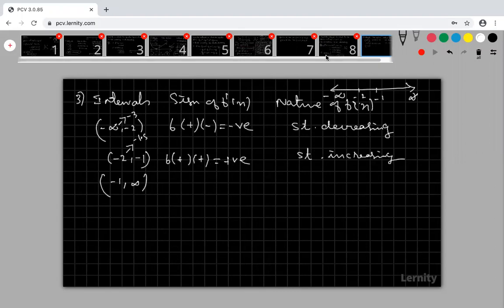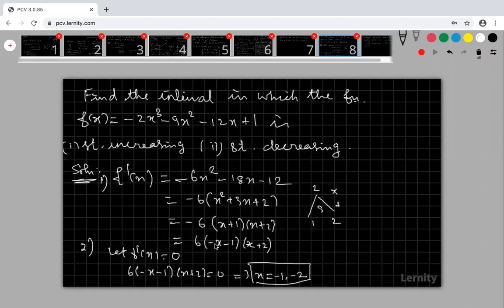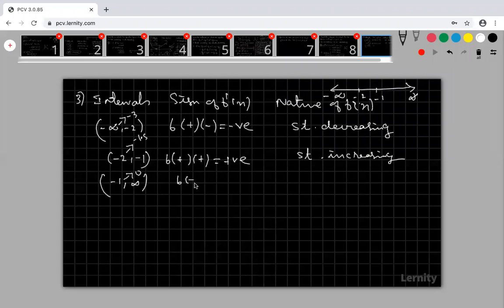And the third one, minus 1 to infinity, take 0. Apply 0 here: 0 minus 1 is negative, 0 plus 2 is positive, minus into plus. So therefore negative, strictly decreasing. Are you clear? Are you okay? Right. Any other doubts?